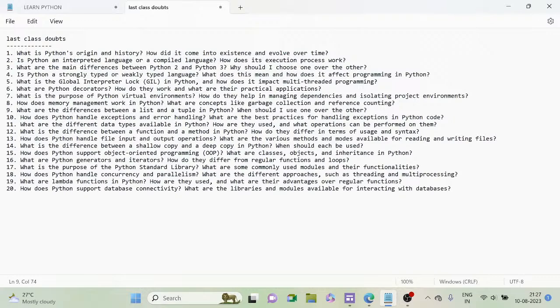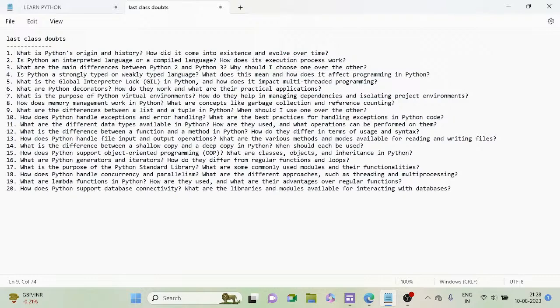The next thing, what are the main differences between Python 2 and Python 3? Why should I choose one over the other? Every time you should use Python 3, it's the latest version. All the time you should use the latest version. Is Python a strongly typed or weakly typed language? Strongly typed language. Next thing, what are Python decorators, how do they work and what are their practical applications? It works by the input which the user gives.